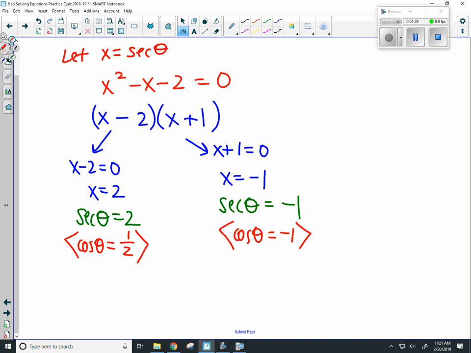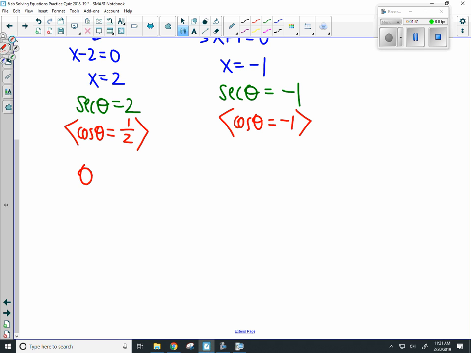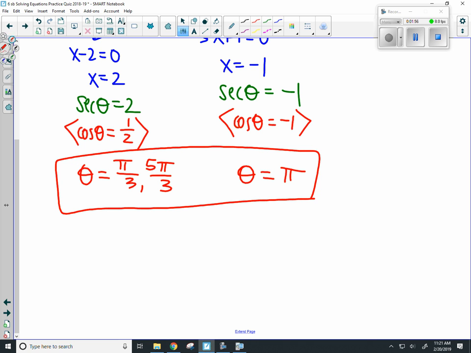So, from here, cosine is going to be 1/2 at the pi over 3 angles, and it's positive in the first quadrant as well as the fourth quadrant. So pi over 3 and 5 pi over 3 are going to be our two answers for that part of the equation, and cosine, or your x value, is negative 1 back at pi. So those 3 angles, your final answer.